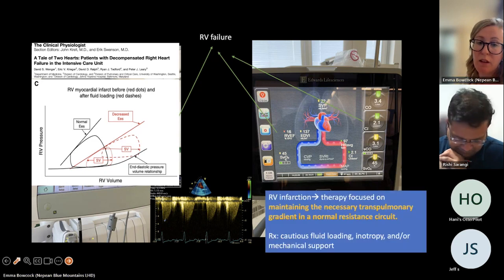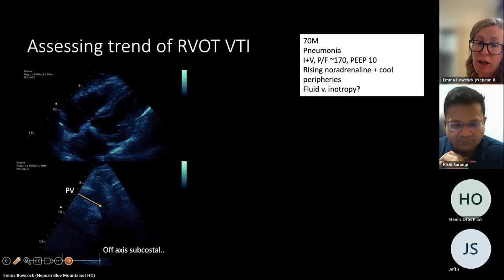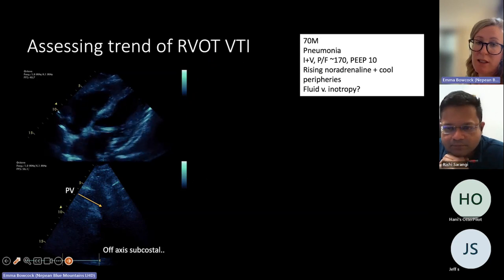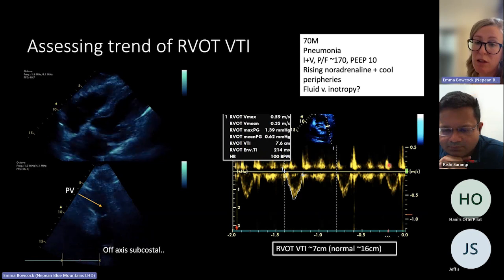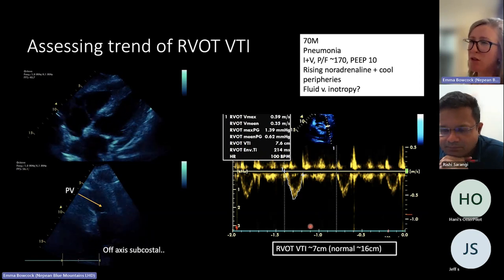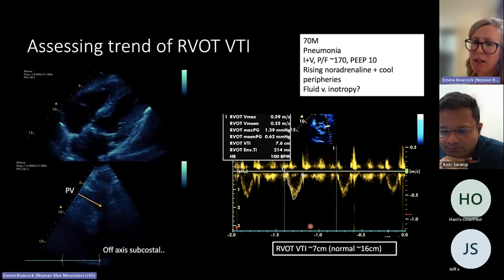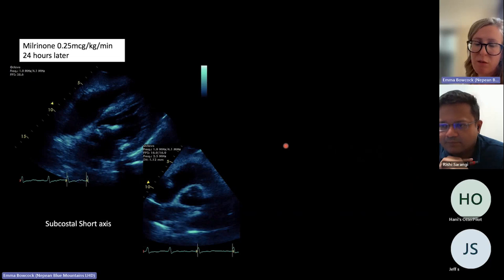And the trend of VTI, this is what I do in day-to-day practice, because this is what I find most useful, as I talked about, that subcostal view. Sick man with pneumonia, bit of lung disease in the background, RVOT VTI 7.6, right? Terrible. So normal's about 16. Started some milrinone. This is him 24 hours later. And this is what we need to be looking at.